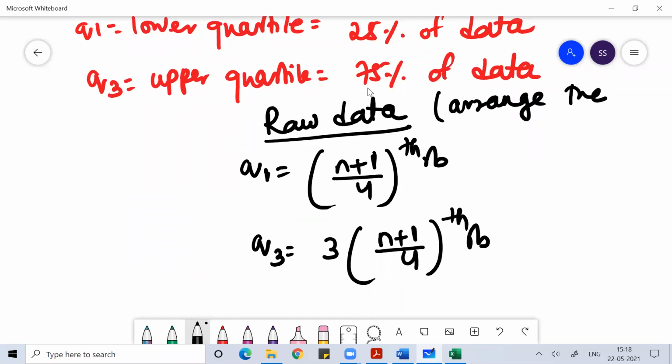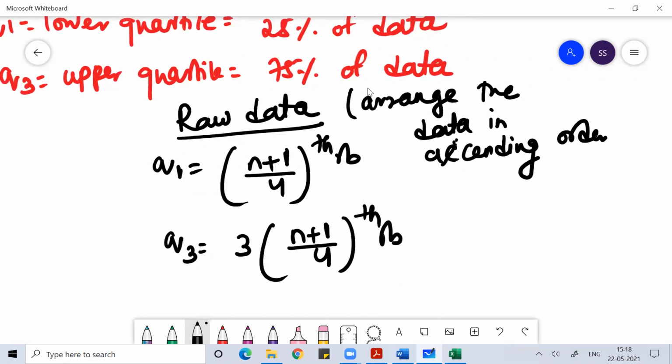It doesn't matter whether I'm talking about median, quartile, decile or percentile. They all belong to the same family. What you'll do is arrange the data in ascending order and find the median, which means the middlemost value, 50%, one fourth or three fourth. One fourth is quartile 1, three fourth is quartile 3. I hope you people are understanding, guys. This is what you do when you get raw data.